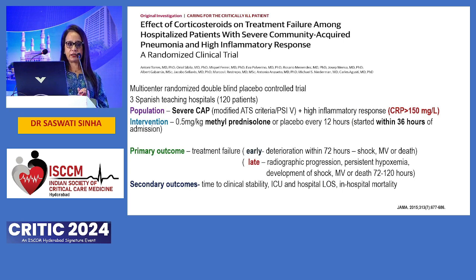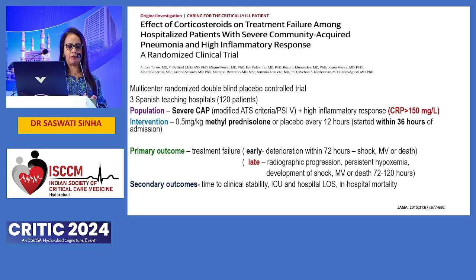And there have been many, many studies which have been published over a period of years. And there were small studies of 20 to 40 to 60 patients. And probably this was the first trial which was published by a Spanish group, including 120 patients. And they included patients with severe community-acquired pneumonia, whom they defined by the modified ATS criteria. And they selected patients with a CRP of more than 150 milligrams per liter. They divided the patients into a methylprednisolone group, 0.5 milligram per kg every 12 hours, and they compared it to the placebo. The primary outcome which they looked at was treatment failure.